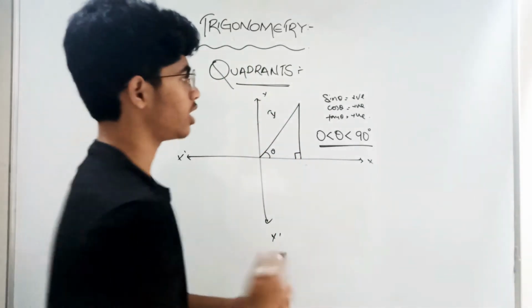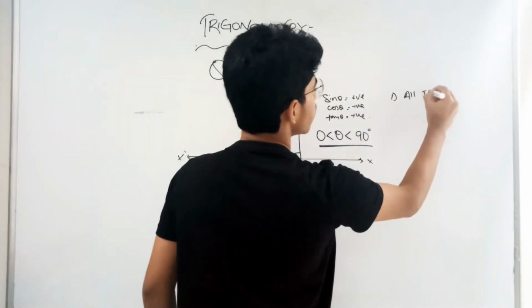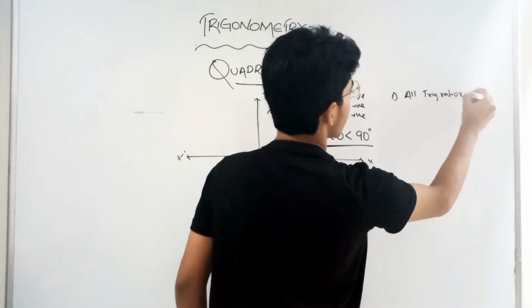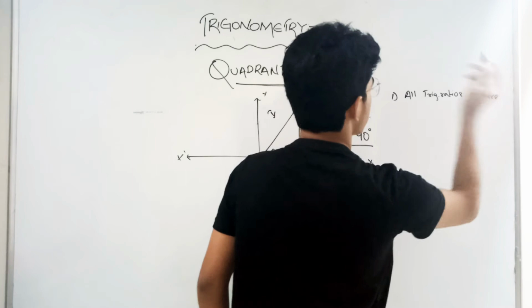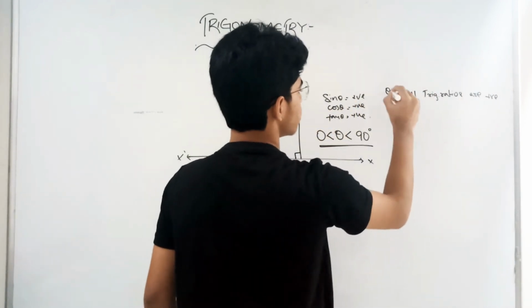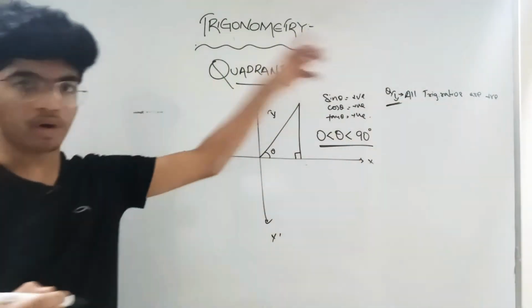So this is the first point we're writing here: all trig ratios are positive. Okay, so we'll write this as Q1. So this is Q1 and all trigonometric ratios are positive in quadrant 1.